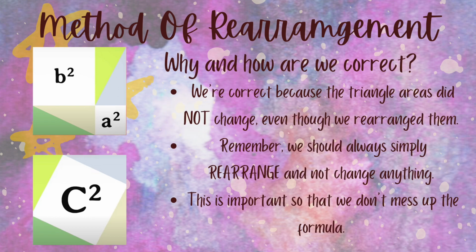You might be wondering how we're correct with a method as simple as that. Well, here's the explanation. We're correct because the triangle areas did not change, even though we rearranged them. Remember, it is important that we simply rearrange and not change anything. This is important so that we don't mess up the formula.